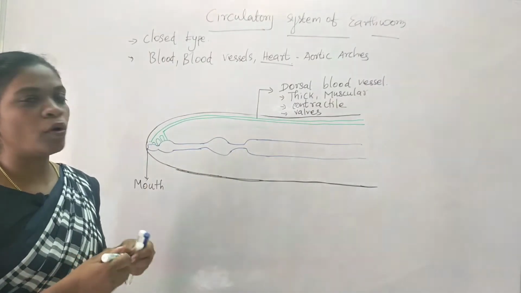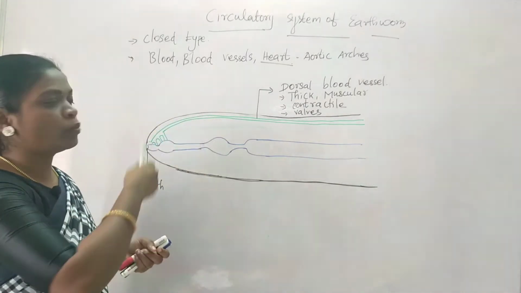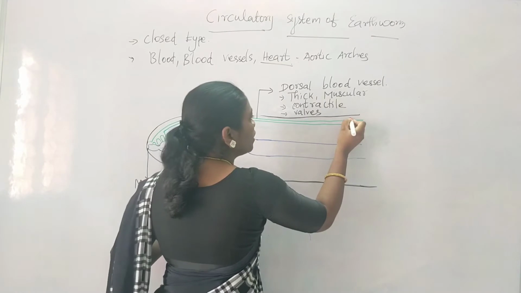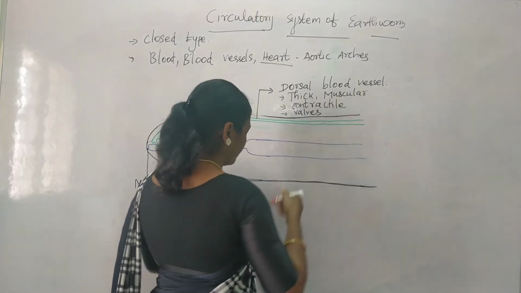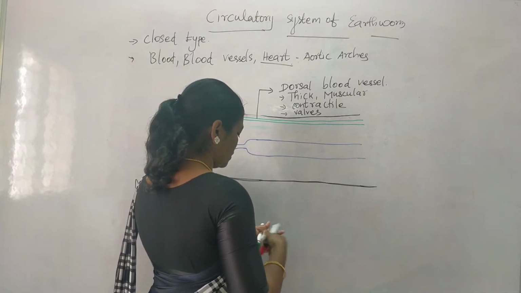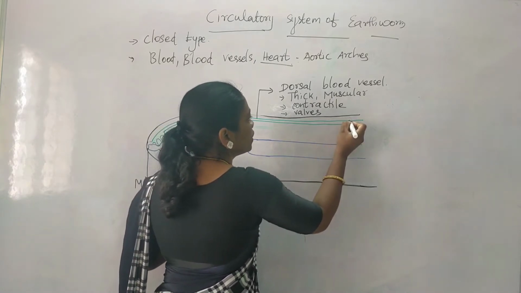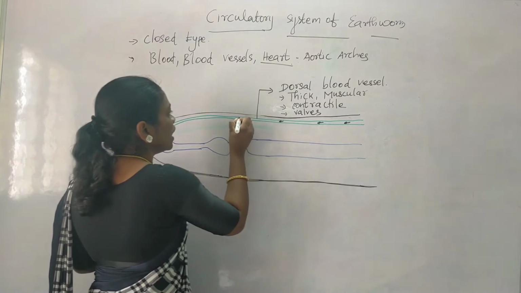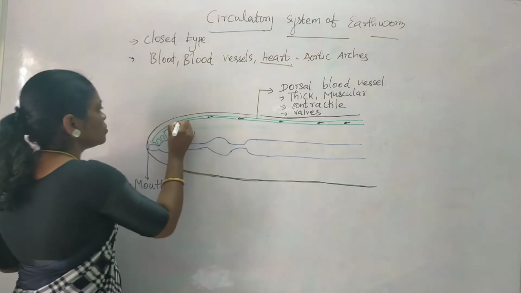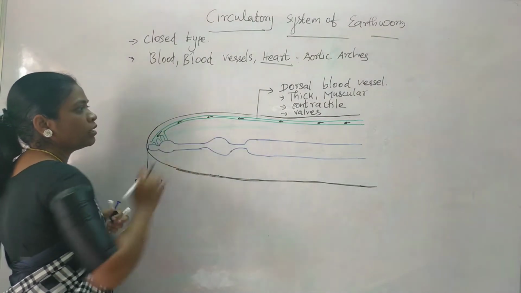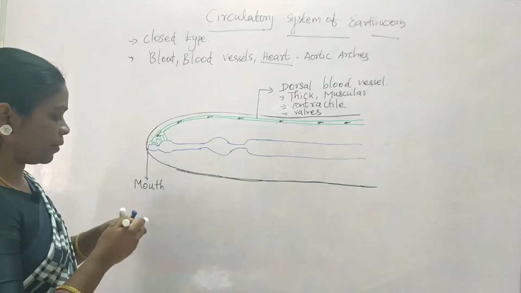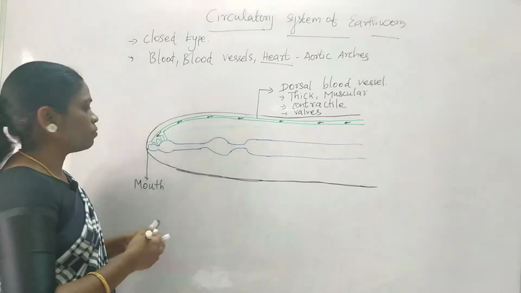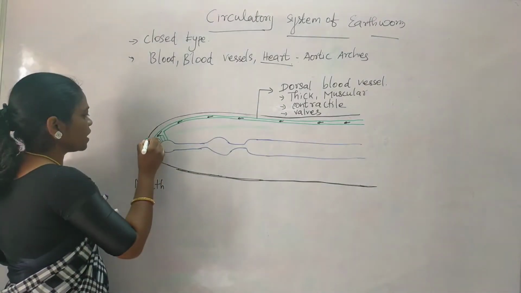So this brings the blood from the posterior side towards the anterior side. When we draw here, you can find the blood flows in this way towards the anterior part. So this is the flow of blood in dorsal blood vessel. Below this alimentary canal, you can find one more vessel which starts from the second segment.